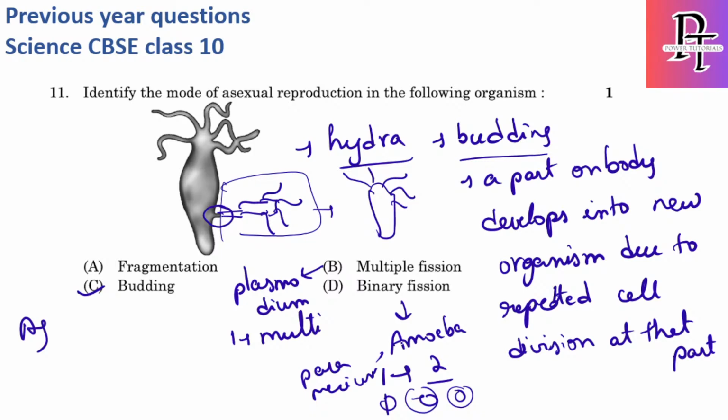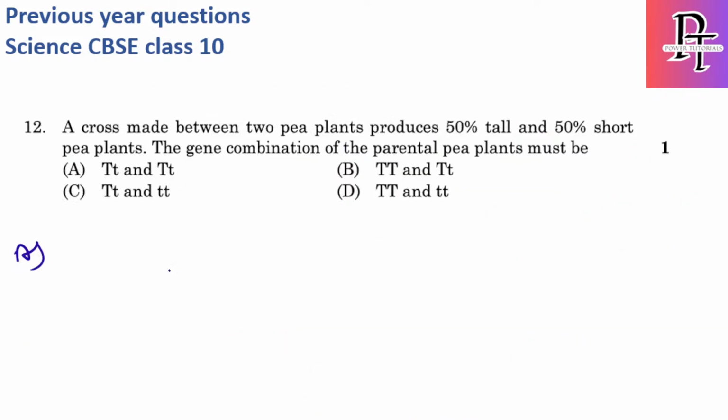Okay. Let's go to the next one. 12th question. A cross made between two pea plants produces 50% tall and 50% short pea plants. The gene combination of the parent plants must be. Okay, so let's solve all four and see how the offsprings will be created.